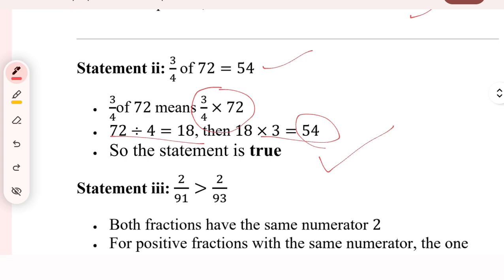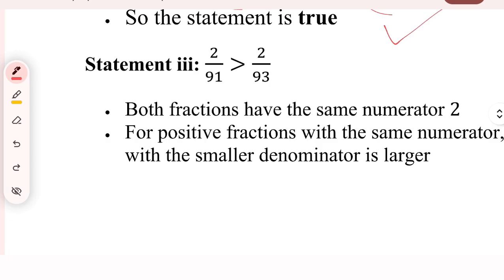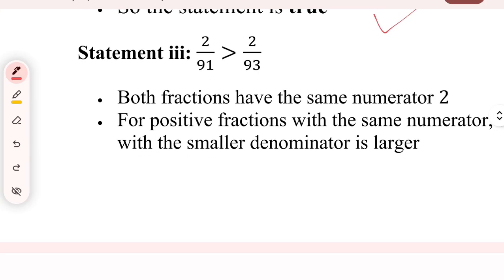So we now have 2 statements that are true. Let's start with statement 3. 2 over 91. Is it greater than 2 over 93? That's the question. Without using your calculator, can you answer it? Which one is greater? Both fractions, if you notice, have the same numerator. Numerator is equal to 2 for both fractions.